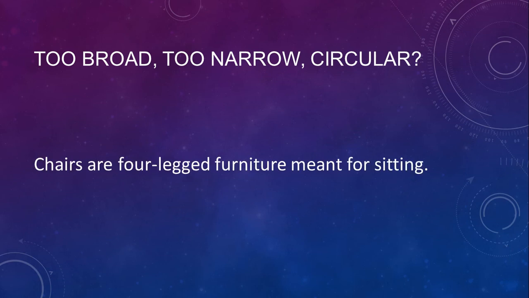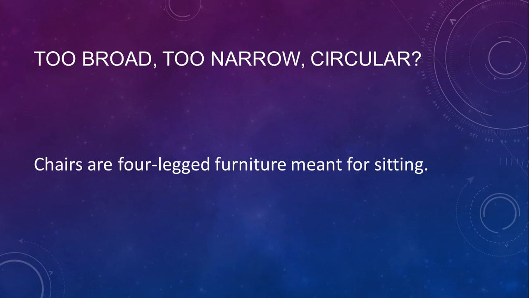Chairs are four-legged furniture meant for sitting. Too narrow, because some chairs have like two track type things. Right, I've got that IKEA chair that's got two bands of laminated wood. It's too broad because it includes couches. Exactly. Couches can have four legs.